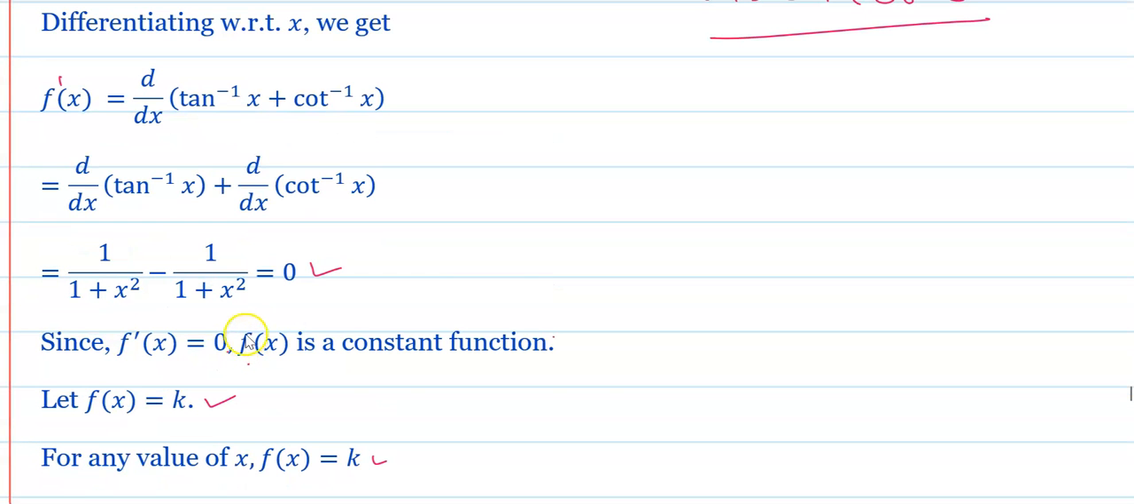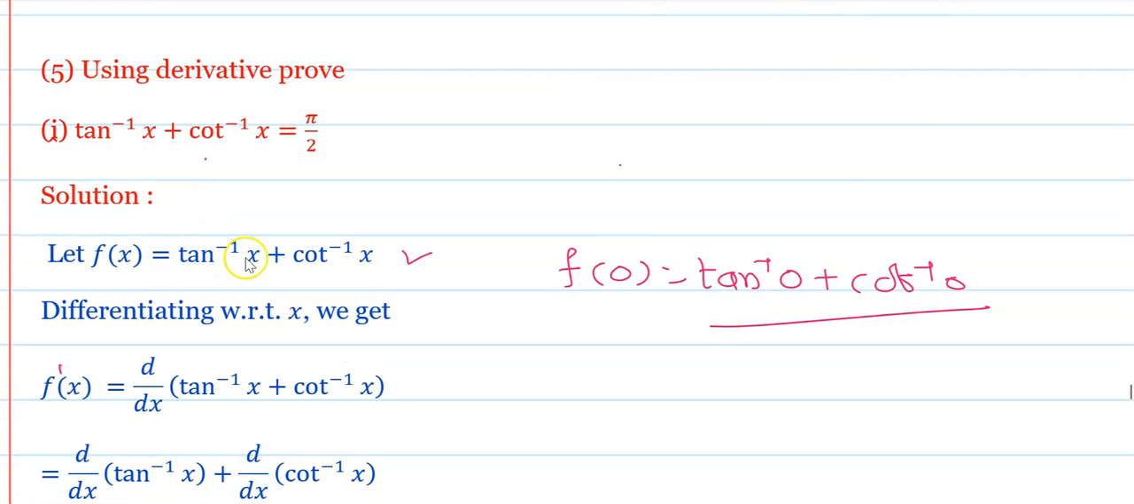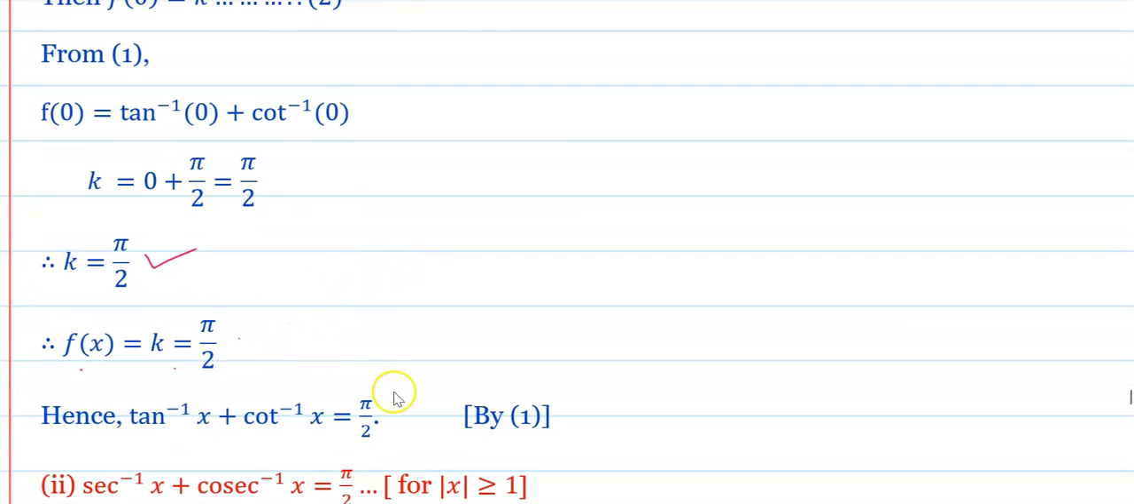But what is the f of x? F of x is equals to tan inverse of x plus cot inverse of x, and that's equals to k. And hence that k is equals to pi by 2. Therefore tan inverse of x plus cot inverse of x is equals to pi by 2.